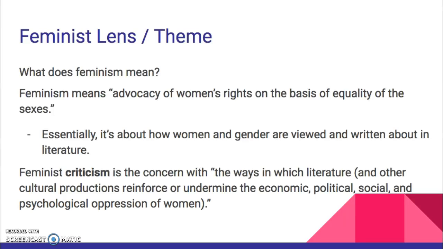Feminist lens, what does that mean? We went through this, but it means the advocacy of women's rights on the basis of equality of the sexes. Essentially, it's about how women and gender are viewed and written. Again, no politics. Feminist criticism is the concern with the ways in which literature and other cultural productions reinforce or undermine the economic, political, social, and psychological oppression of women. We're just looking at how women are treated, which you're going to see in our first quarter books. It's hard to ignore the women. You'll see next quarter that there's not a lot of women in literature far back in the day like we're going. So these are kind of rare and special in their own right.